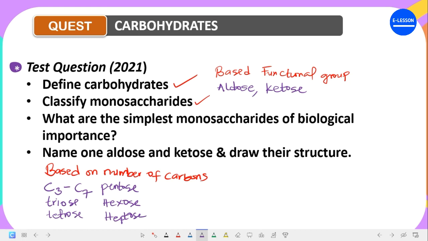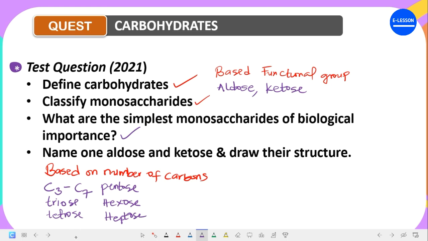Now, the next question is, what are the simplest monosaccharides of biological importance? Everyone knows this: glyceraldehyde and dihydroxyacetone. I believe everybody got this correctly. Then the next one is name one aldose and ketose and draw their structure. You could decide to draw the structure of glucose for aldose and fructose for ketose. So that is a wrap on the assignment that I gave to us. Generally, the performance was okay. I give you 80% to all of you. You did extremely well. Then the structure of heparin, chondroitin sulfates, and the rest I gave to you, I'm going to talk about them, but not in this lecture.